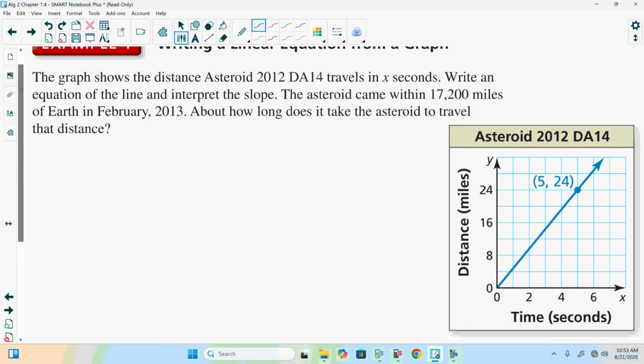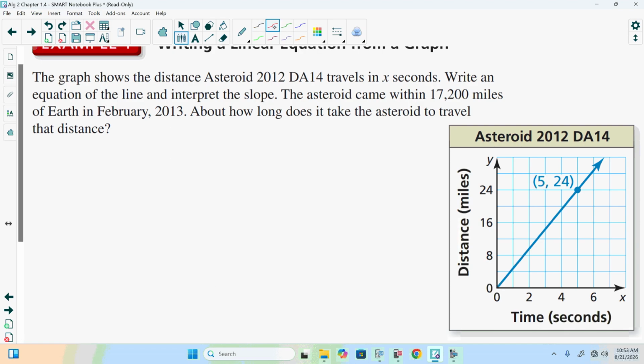Here, the graph shows the distance asteroid 2012 DA14 travels in x seconds. Write an equation of a line and interpret the slope. The asteroid came within 17,200 miles of Earth in February 2013. About how long does it take the asteroid to travel that far?